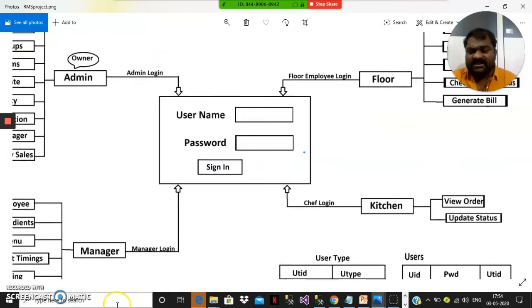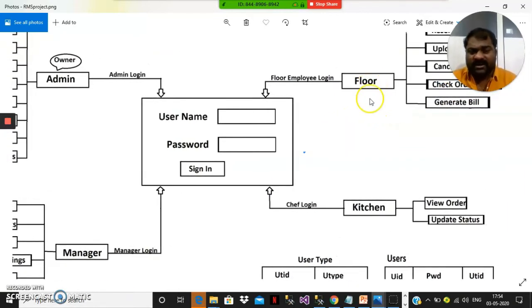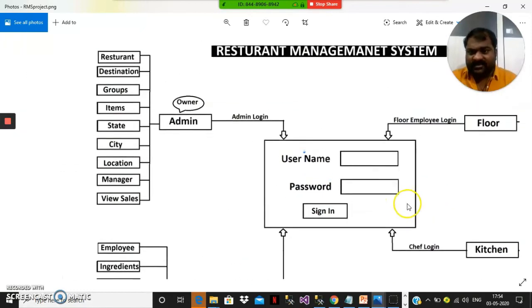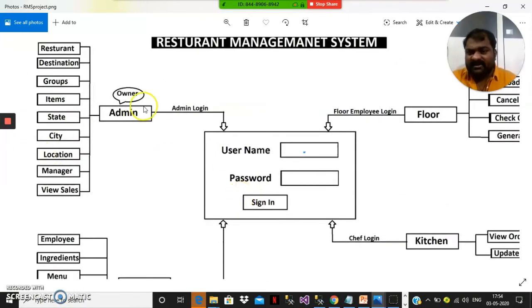The other one is manager. Another one is floor employee. Another one is kitchen. So what are the responsibilities of admin? Admin will add the restaurant details. Actually this restaurant has multiple branches in different places. Only one restaurant, different branches, different cities. Admin will add the restaurant details, designation details, groups, items, state details, city details, because this restaurant has branches in different states and cities. Also location details, manager details, and he can view the sales.